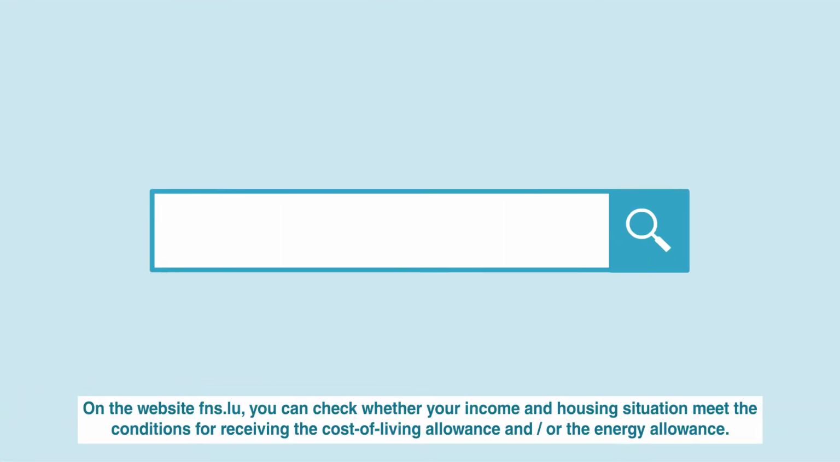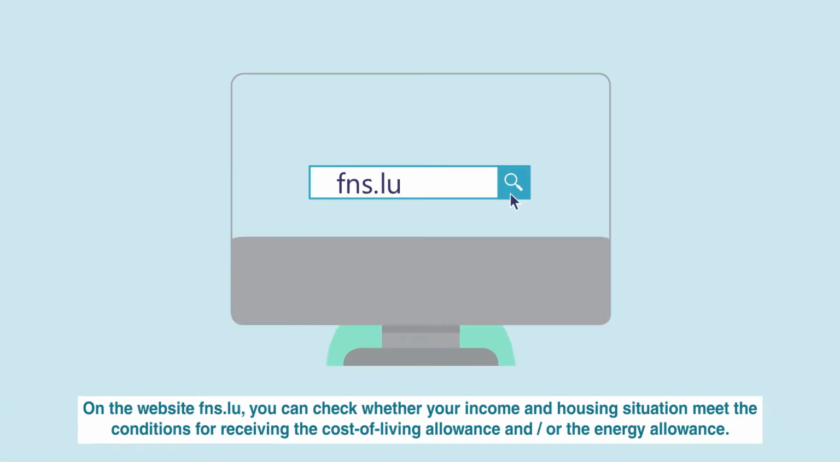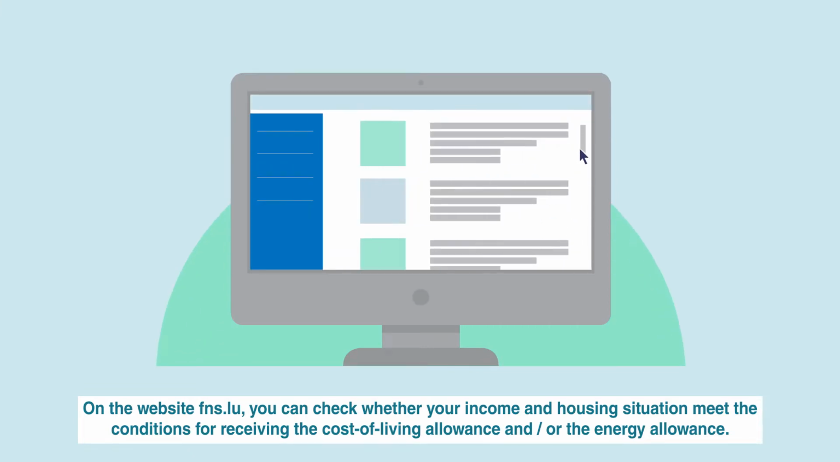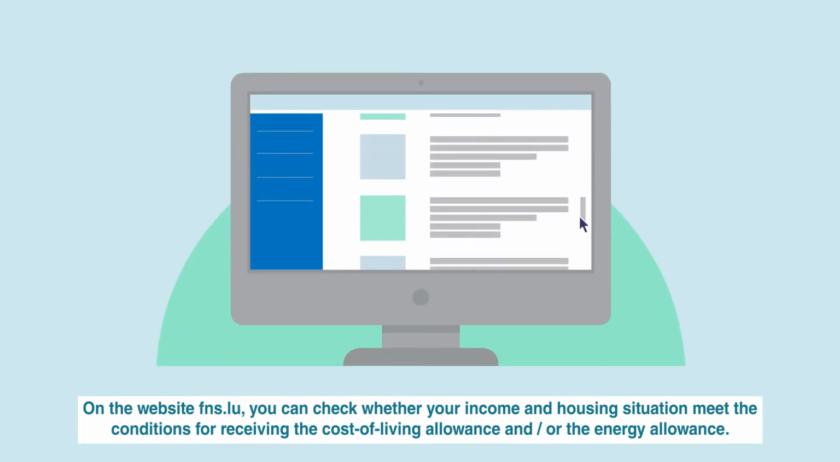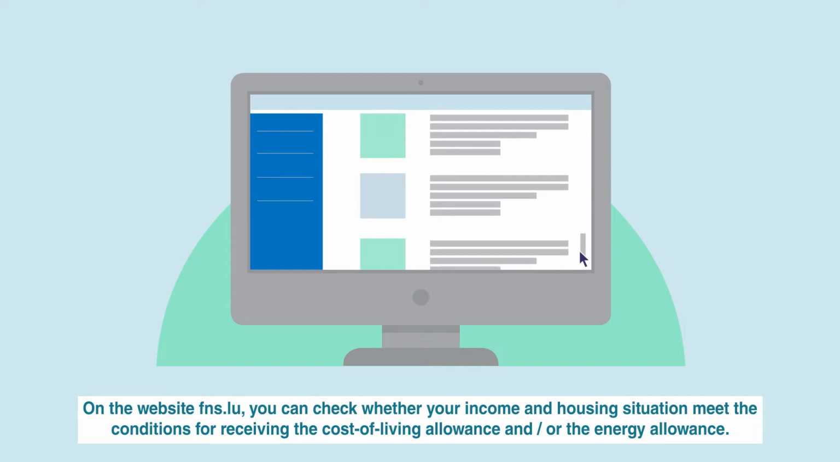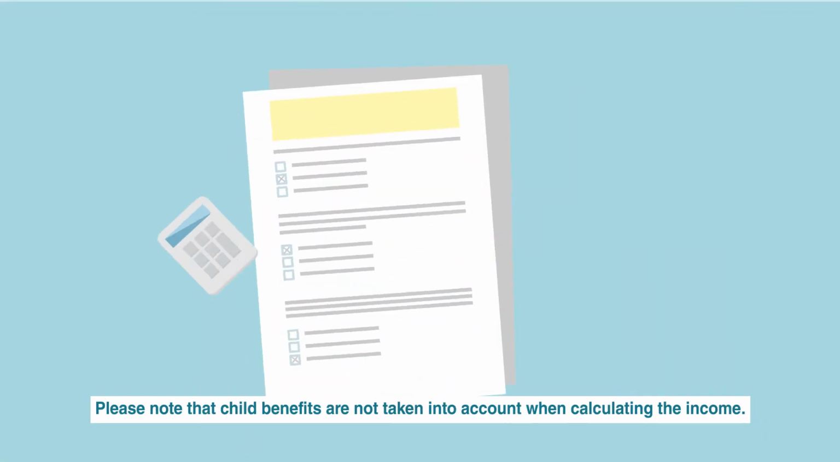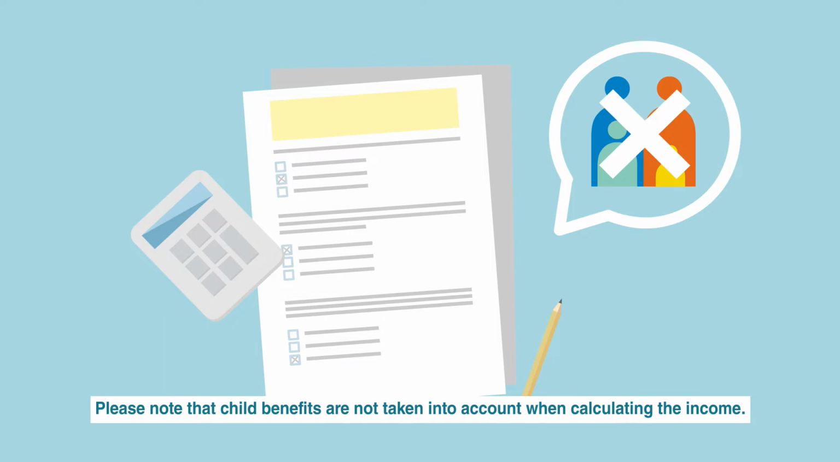On the website fns.lu, you can check whether your income and housing situation meet the conditions for receiving the cost of living allowance and/or the energy allowance. Please note that child benefits are not taken into account when calculating the income.